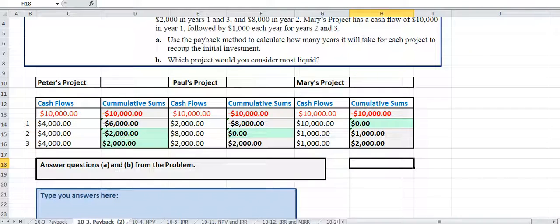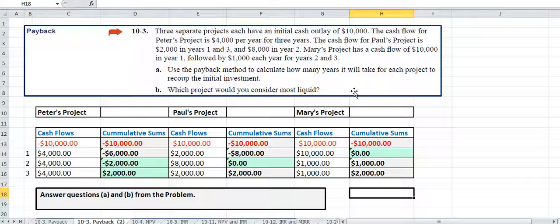And then question B is, which project would you consider the most liquid based on our payback analysis? And that's just simply going to be the project in which you recoup your initial investment the quickest. And it's pretty obvious which one that is. I'll let you write that answer in. So that is problem 10.3. On to problem 10.4.